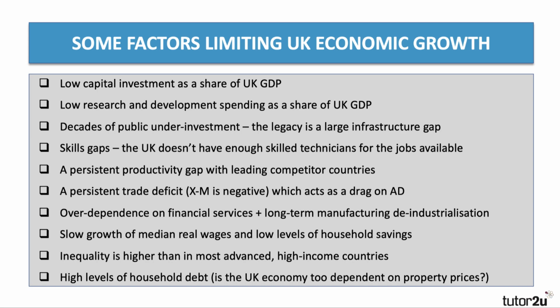I think some stats showed that the average German worker produces in 4 days what it takes a British worker to produce in 5. Britain has a persistent trade deficit. X minus M is negative, and those of you who know your macro, if you're running a big trade deficit, that's a negative for the circular flow of income. It's a drag on demand.